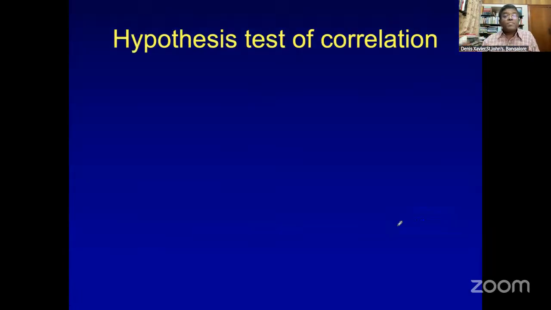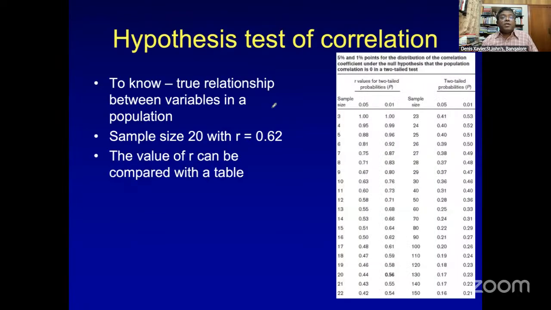That's it. So how do we test this? In the good old days, how did we get the p-value? Let me explain using this table. These are the probabilities for sample size for correlation. Don't worry about two-tailed probabilities. Two-tailed simply means it can go either way: with age, urea can increase or decrease. At the time, we did not know.